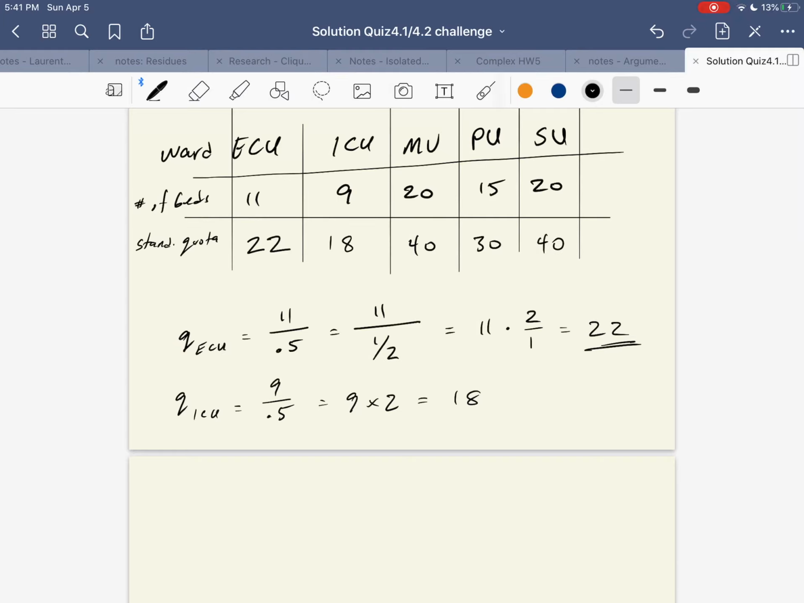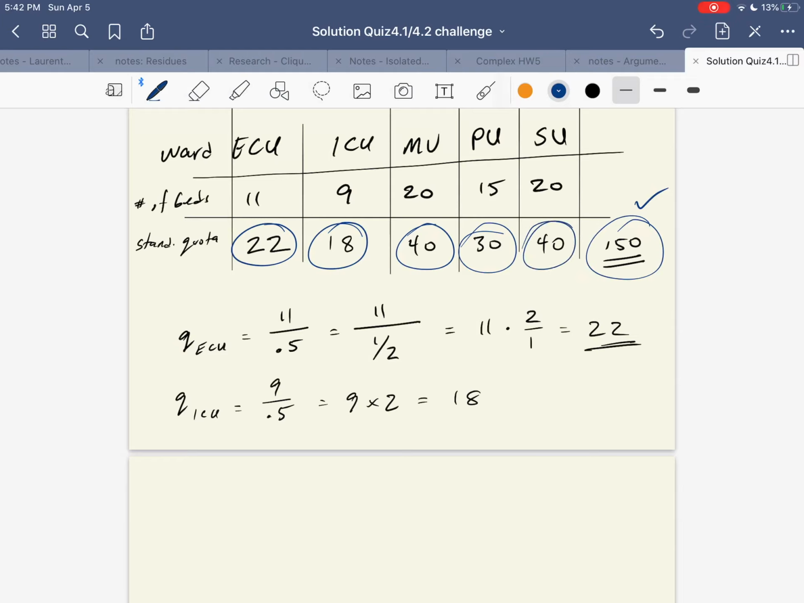And now what do we get when we sum all of these numbers up? Well, 40 and 30 makes 70, and 40 makes 110, and then 22 and 18 makes 40, so we get 150, which is exactly what we wanted. We want all of the standard quotas to add up to the number of nurses which we have to give away. So we have 150 nurses to apportion between the wards, and we're going to send 22 of them to the ECU, 18 to the ICU, 40 to the maternity unit, 30 to PU, and 40 to surgery.